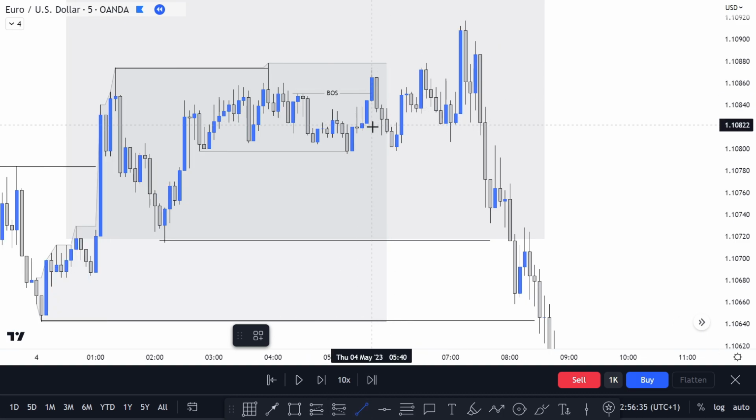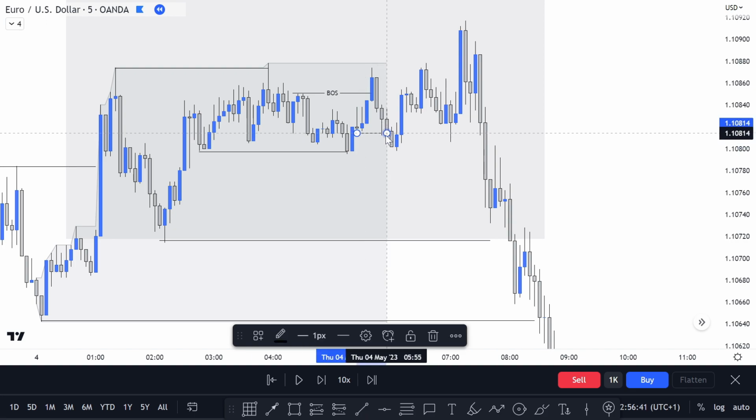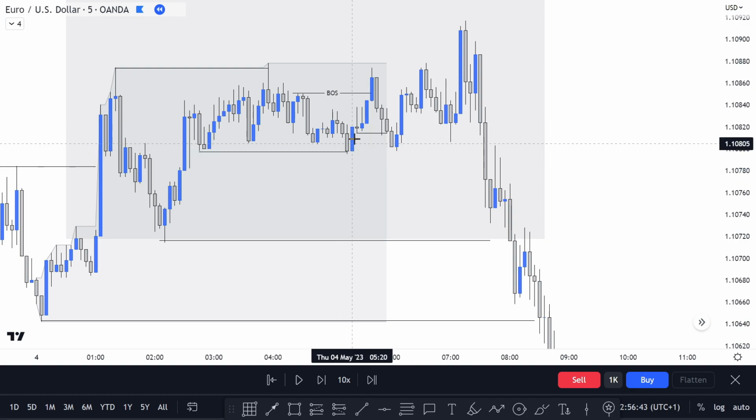I know most people want to get involved in the market very fast, and they could be marking these zones as change of character. All these are not change of character. So based on what I just explained, our change of character will have to be here. So this will have to be the change of character.